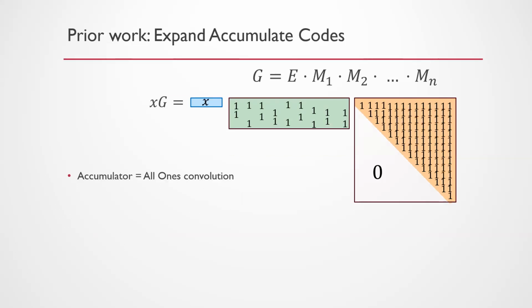There was a previous work here last year, Expand-Accumulate, and given the similarities in titles, you'd think the construction would be similar. The only difference is that instead of doing a convolution, they do an accumulate, which is a type of convolution where it's just like an all-ones upper triangular matrix.